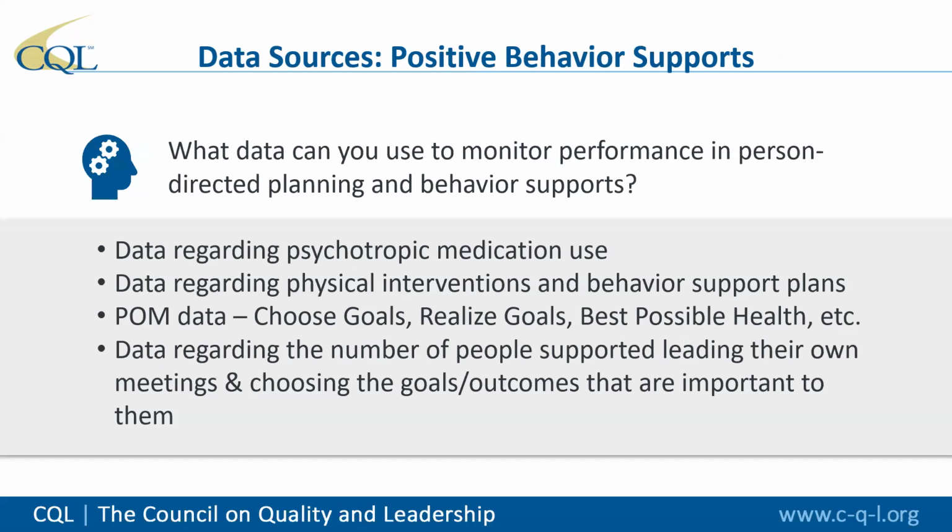Around positive behavior supports, you might look at data regarding psychotropic medication use, physical interventions and/or behavior support plans. More POM data can be looked at to understand how you're doing in this area. And then data regarding the number of people supported who are leading their own plan meetings, choosing their own goals and outcomes that are important to them. Very, very important information.